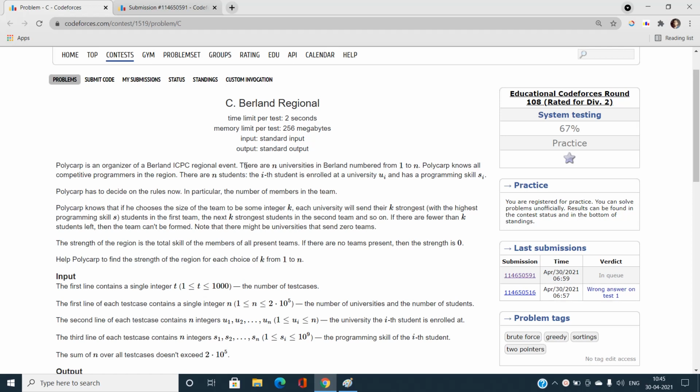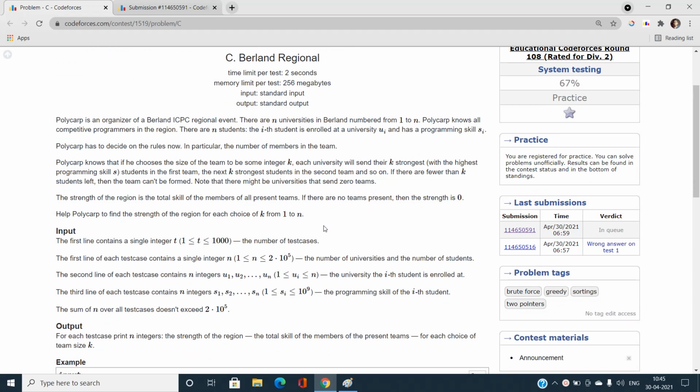We have been given n, which denotes the number of universities numbered from 1 to n, and there are n students. The ith student is enrolled in university U_i and has programming skill S_i. So we have been given an array U and an array S for every student.